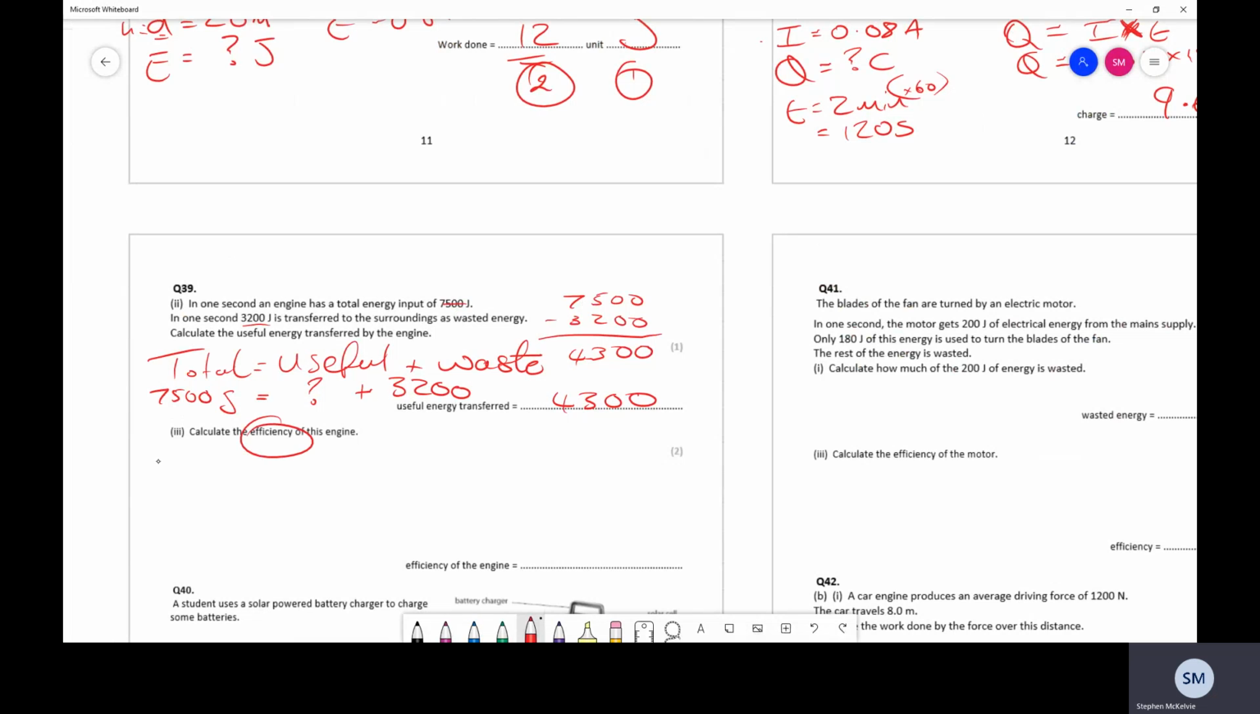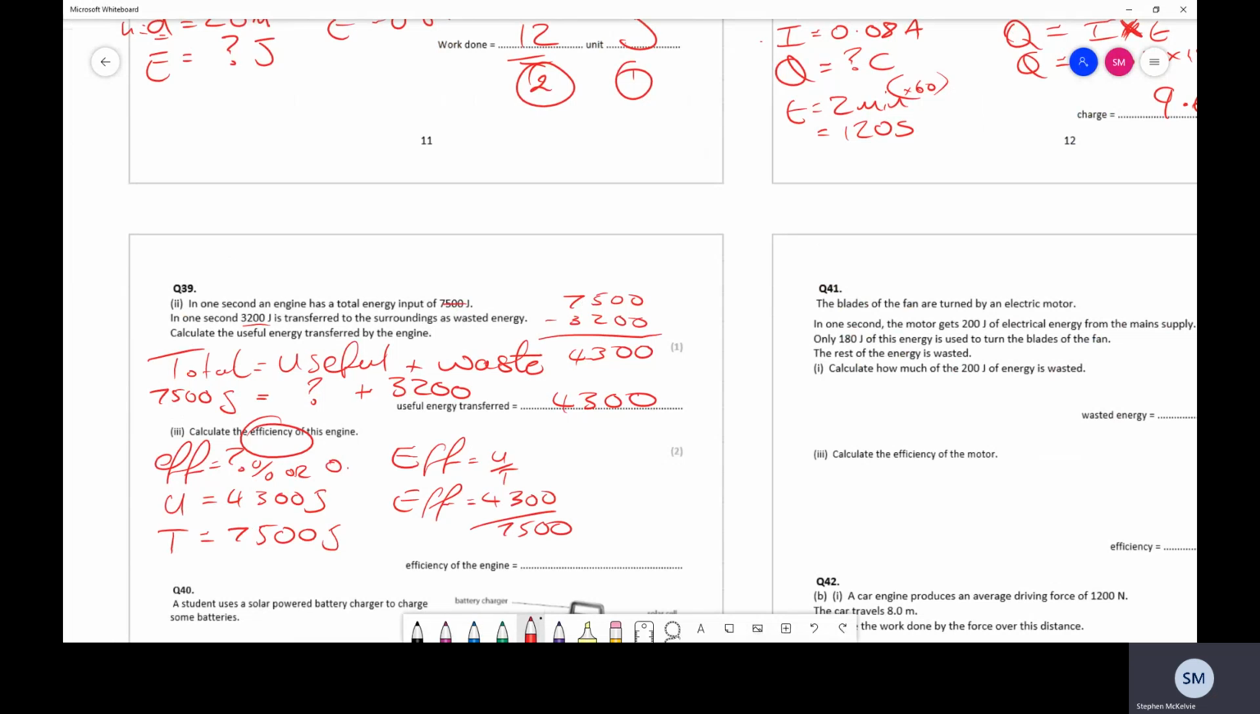It now asks me to find the efficiency. So efficiency is measured in either percentages or as a decimal. So I'll just leave that as it is. The useful energy is 4,300 joules, and the total energy is 7,500 joules. You're going to get a question on efficiency. You might as well get used to it. Efficiency is therefore 4,300 divided by 7,500.